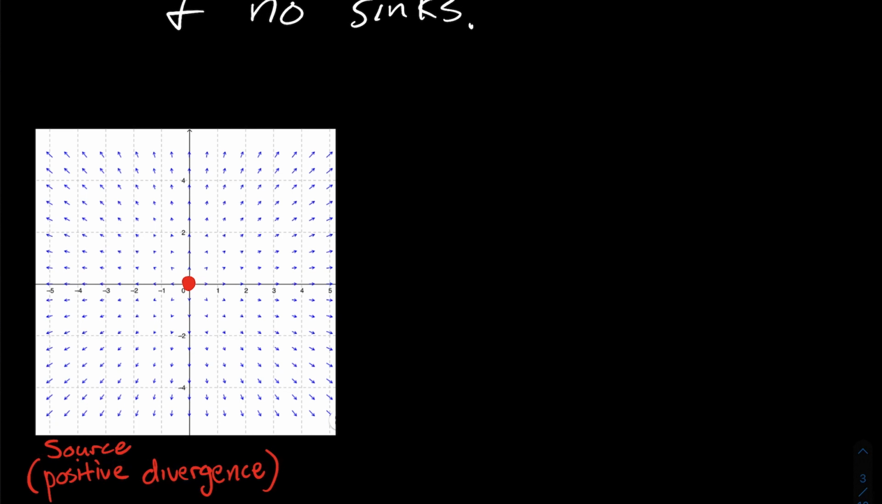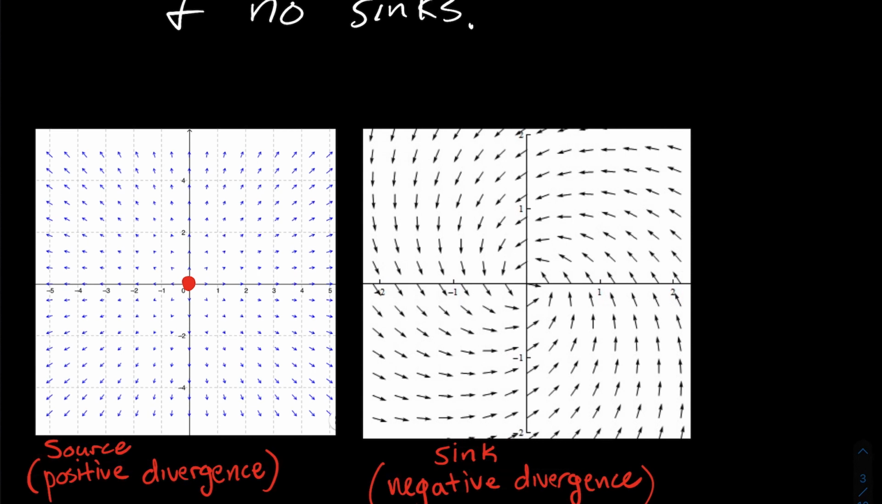It's always pushing points away from it. That's what the arrows indicate. And a source has positive divergence. A sink is here, the origin. It's not labeled in red, sorry about that, but the origin is a sink here because you can see it's kind of swirling around the origin. So the origin is pulling, this force is moving points towards the origin.